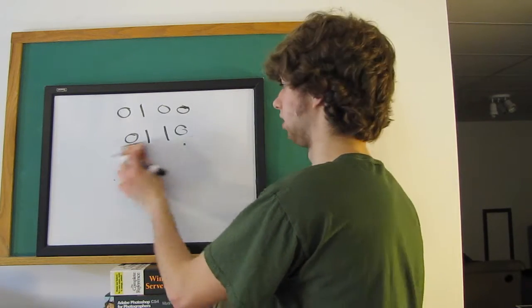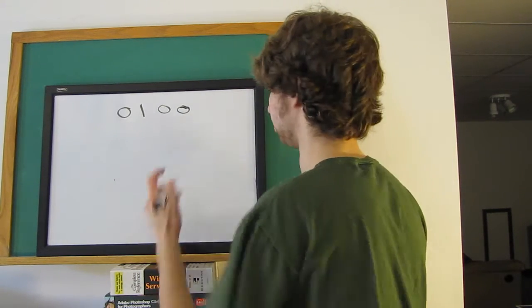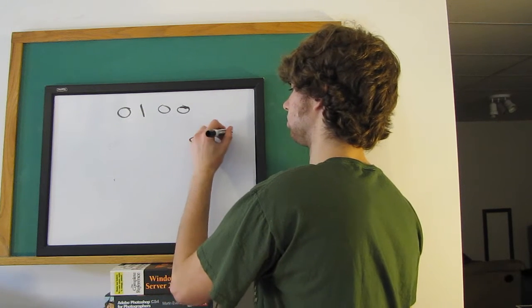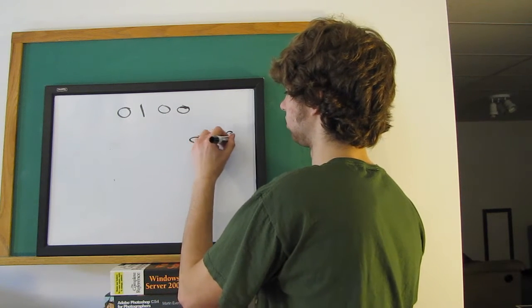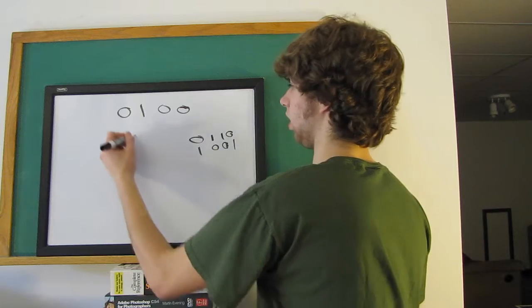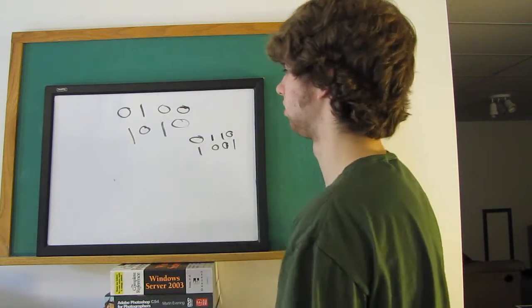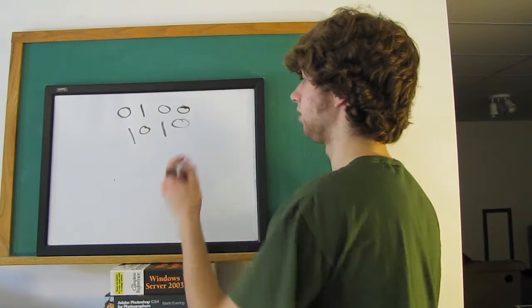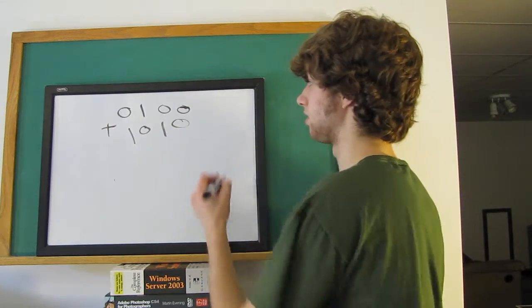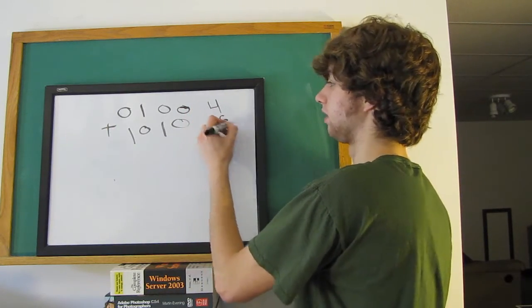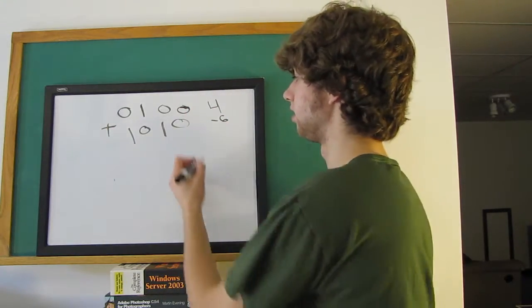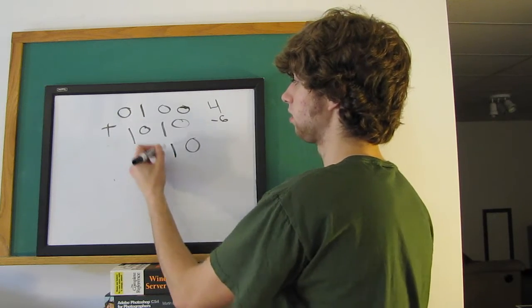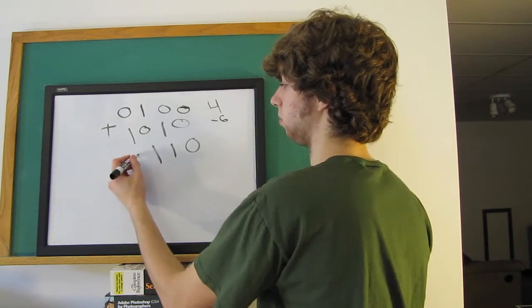Shoot, what was it again? I don't know. So let me do it real quick again. 0, 1, 1, 0, 1, 1. Alright, 1, 0, 1, 0. So this right here is basically saying 4 plus negative 6. Then we add it. 0, 1, 1, 1.